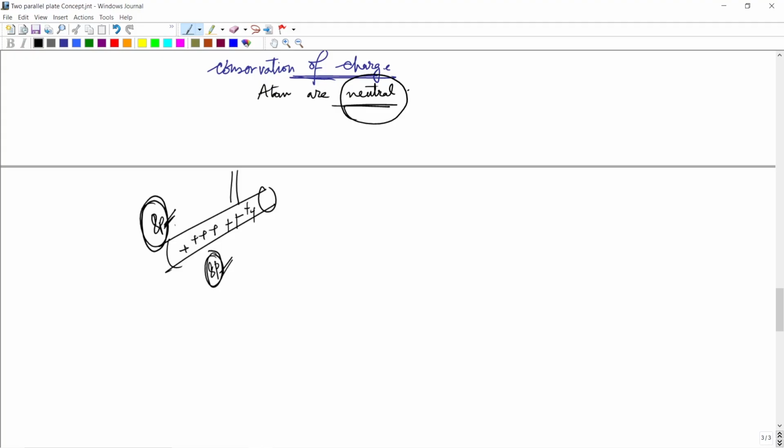So this is called conservation of charge. Next, we discuss quantization.